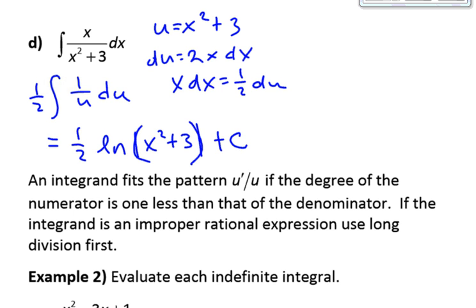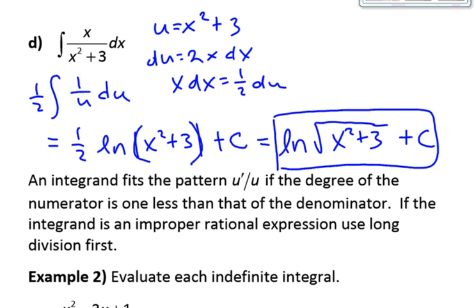And another thing you could do and might see is that 1/2 could become an exponent, leaving that to be the natural log of the square root of x squared plus 3. And then you could lose the parentheses and absolute value altogether. Now, you couldn't lose the absolute value if that wasn't always possible. Okay? So that would be our final simplified answer.